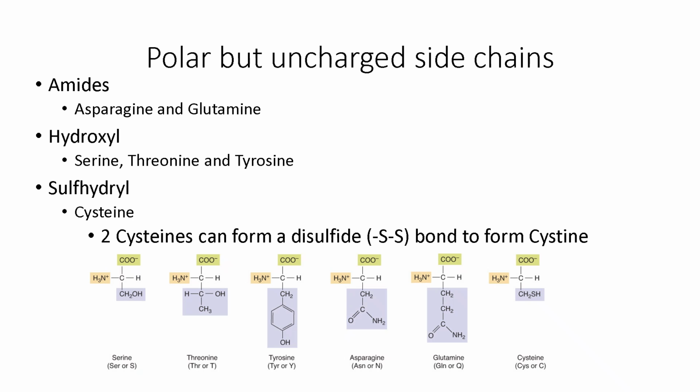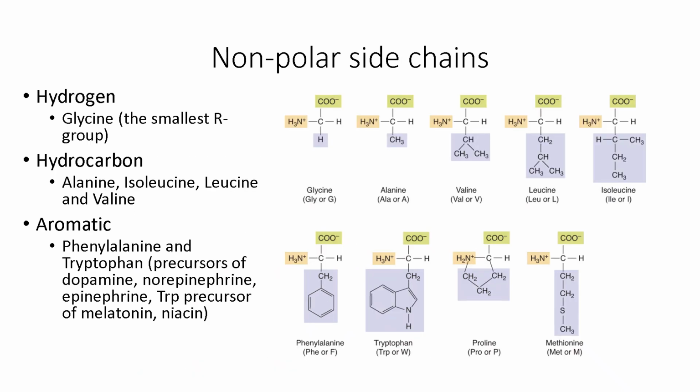Cysteine is especially notable because 2 cysteines can form a disulfide bond, which adds structural stability to proteins. Nonpolar amino acids include glycine, alanine, isoleucine, leucine, valine, phenylalanine, and tryptophan. These residues tend to cluster away from water, forming the hydrophobic core of proteins. Tryptophan and phenylalanine are also precursors to key neurotransmitters like dopamine and melatonin.